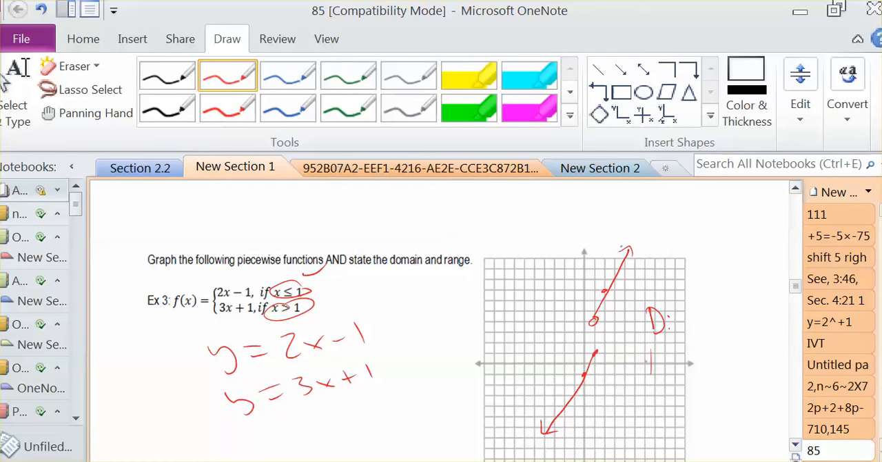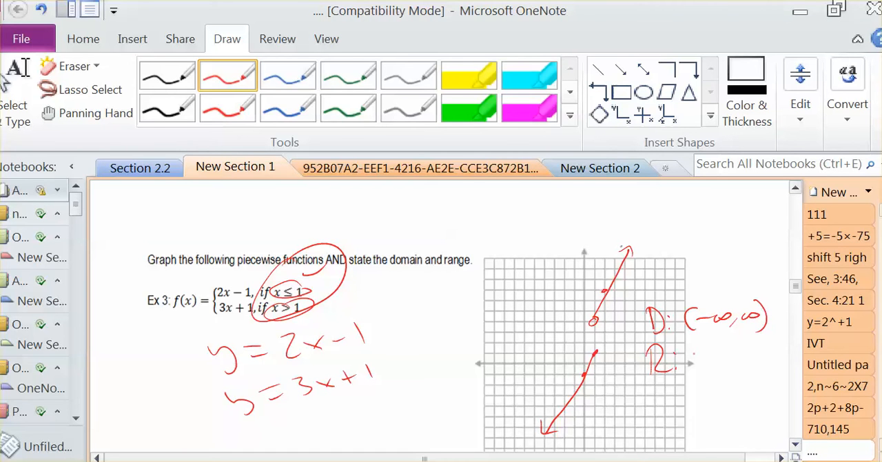Now domain is easy. That's all real numbers. We see all x values are covered. You're not excluding any x values over here. But the range is interesting. Definitely, we're covering all negative y values up to, and then of course we go up to 1, 1 being included. And then we see that we have 4, but 4 is not included, and then goes towards infinity. So that's what's happening with example 3 here. We did talk about example 3, but we didn't do the domain and range. So now I'm doing the domain and range for example 3.